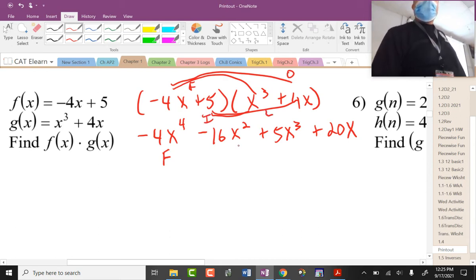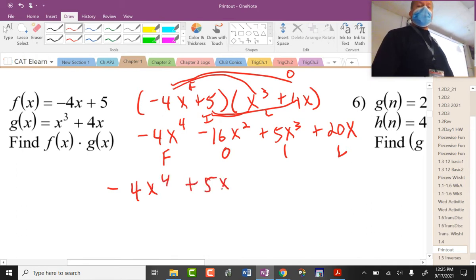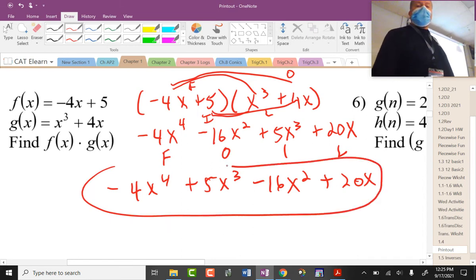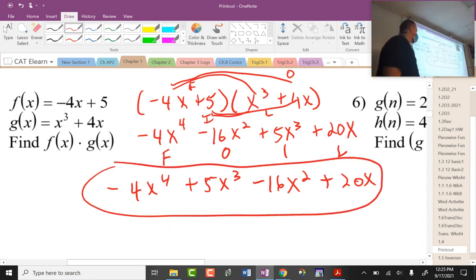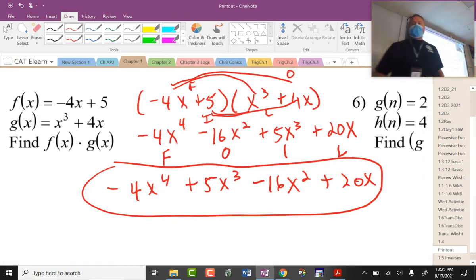I and then L. This is O, I, L. All right, and then is that standard form? Not quite. We want to put this in descending order if we can, and we can. And then we call it a day. All right? Negative 4x squared, yes. I don't have to read that answer.